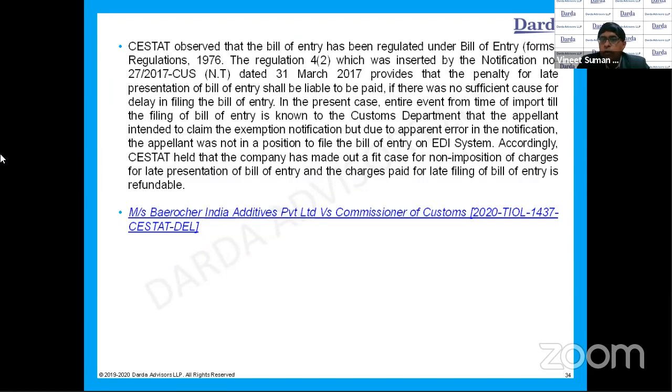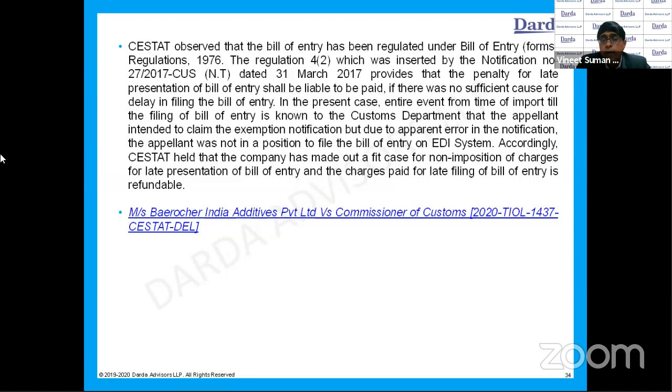And that's why, if you see the Rules of Bill of Entry Regulation 1976, it says the penalty for late presentation of bill of entry shall be liable to be paid if there was no sufficient cause for delay in filing the bill of entry. And in this case, the delay is because of officers. They are not able to understand the issue. It's not the fault of the assessee. That's why it's right to get back his penalty amount.